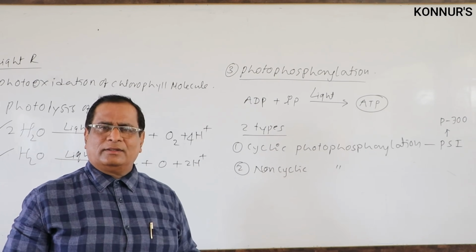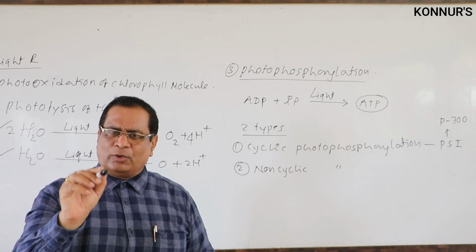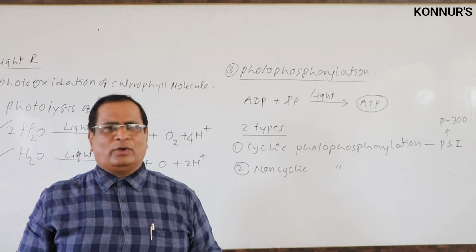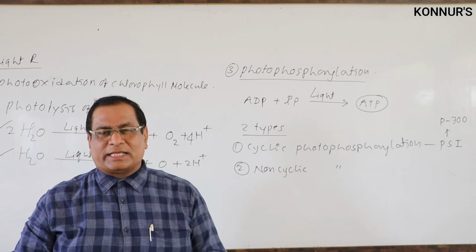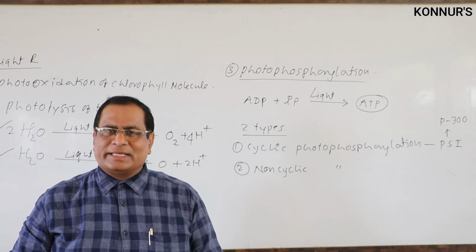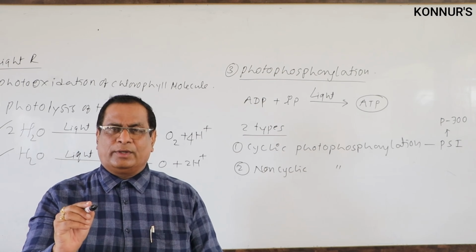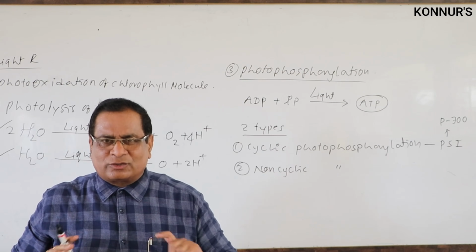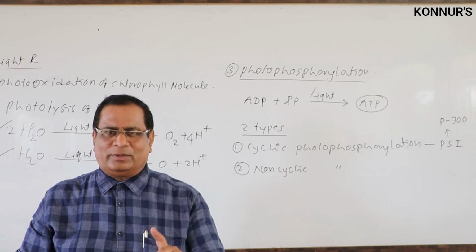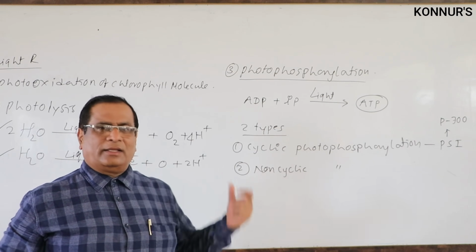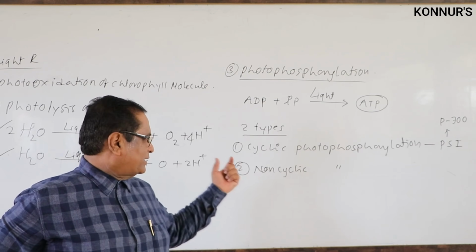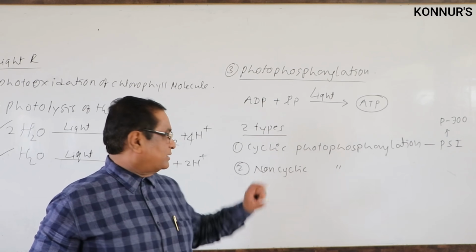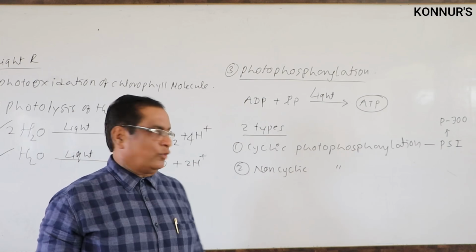In the first one, cyclic, the ejected electron from the chlorophyll molecule passes through many electron acceptors, but comes back to its own chlorophyll molecule. Second one, non-cyclic photophosphorylation: the ejected electron passes through many electron acceptors, but never comes back to its own chlorophyll molecule. If I draw the diagram, we can easily understand these two. We can even discuss the NEET questions concerning cyclic and non-cyclic photophosphorylation.